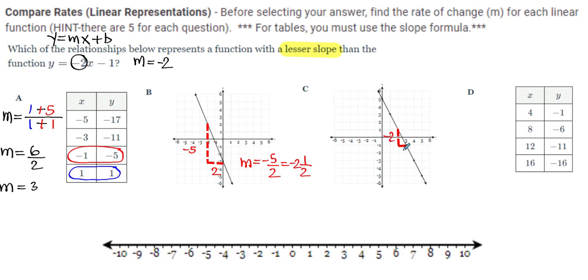So down 2, 1 to the right, which means my m for this one is negative 2 over 1, which is equivalent to just negative 2 like that. Okay. Let's move that over here.